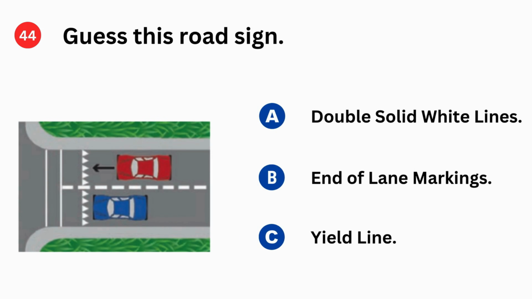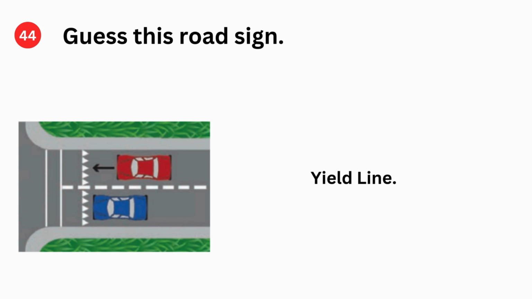Guess this road sign. A, double solid white lines. B, end of lane markings. C, yield line. Good observation. It is the yield line sign.